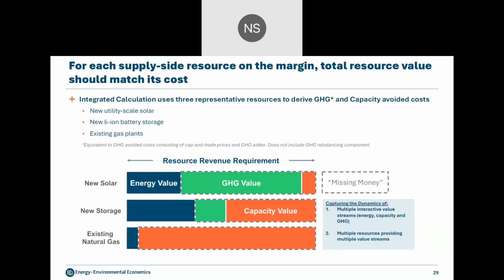I think the problem is that there are resources in the plan that are being procured for, as you said, some kind of other reasons than GHG and capacity. Presumably maybe it's something called resource diversity or something like that. Those other considerations have value, and that value needs to be recognized, picked up somewhere.